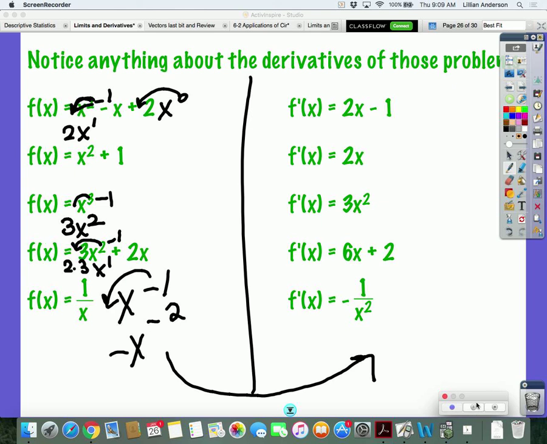But yes, all these things are very true. It all comes down to the power rule. There is a shortcut to finding the derivative.